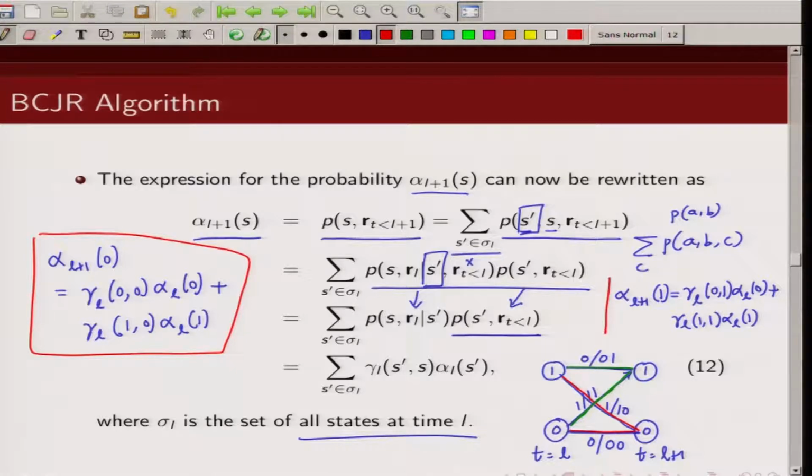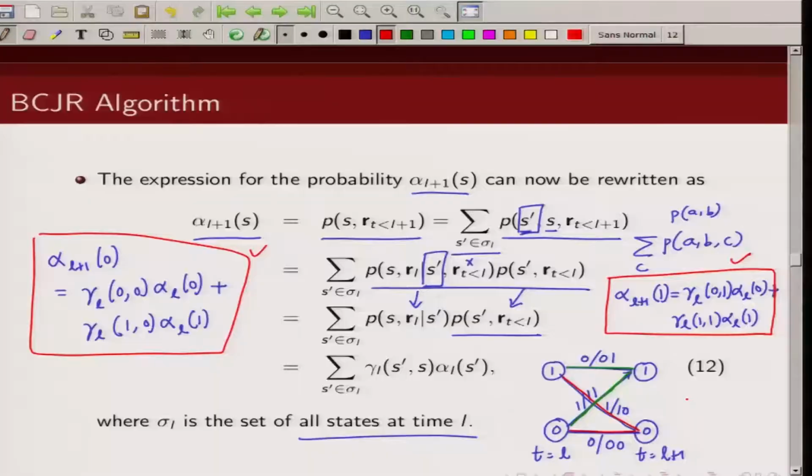So, for this particular convolutional encoder whose trellis section is given by this, these two are my alpha values, this one and this. You can see I can recursively compute alpha at time L plus 1 from alpha at time L and the branch matrix gamma. Now, to do this recursion, we need to know the initial condition.